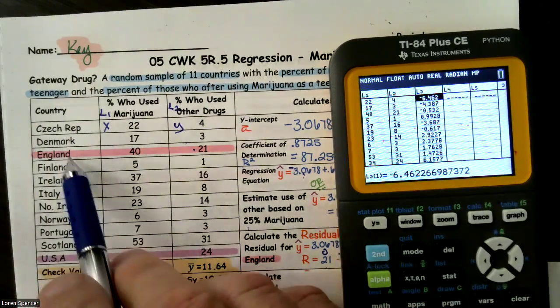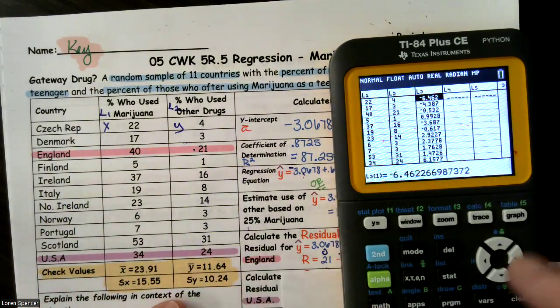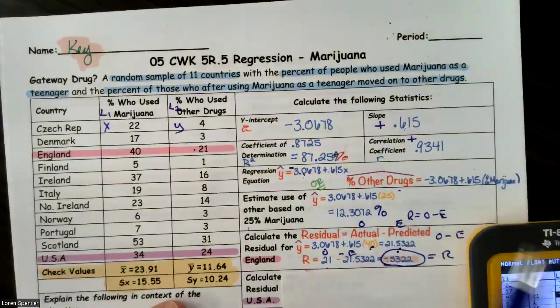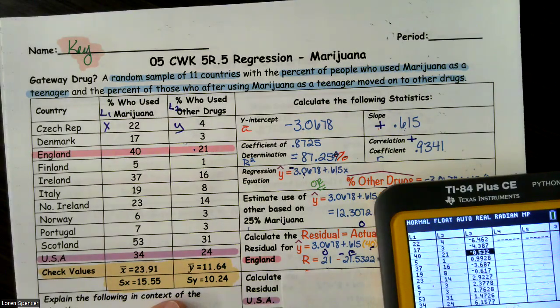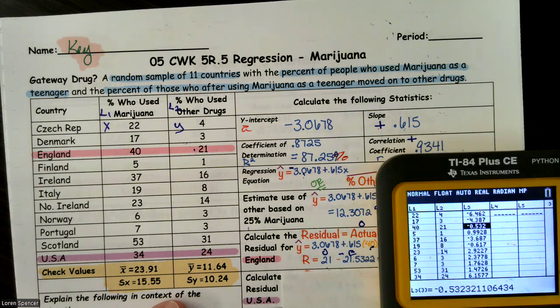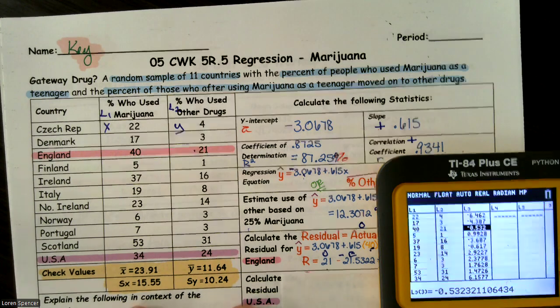And here's England. It's the third one. The third one is negative 0.5322. Guess what we got? Negative 0.532. So there we go. We can pull it straight off if we go ahead and run the residual.